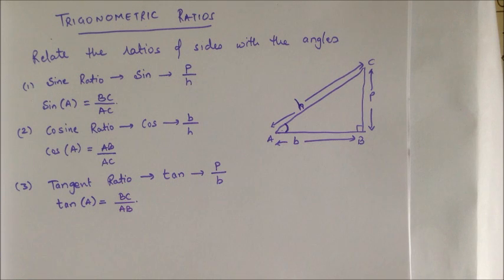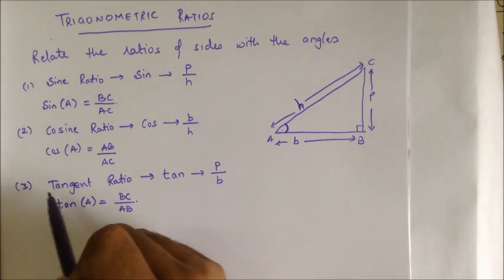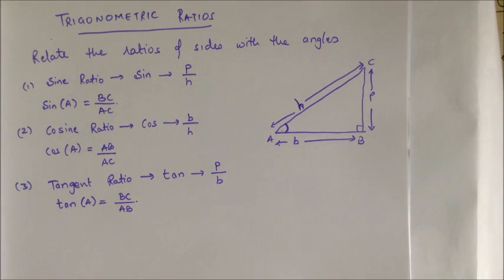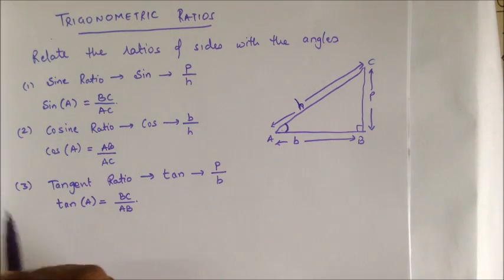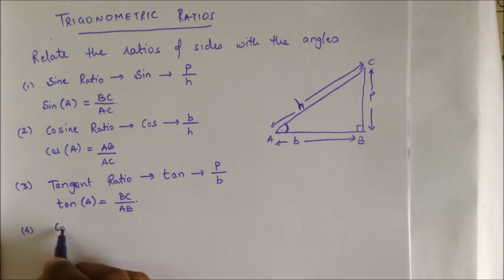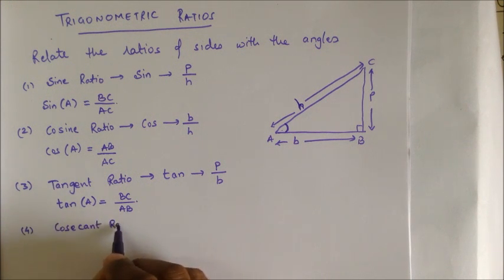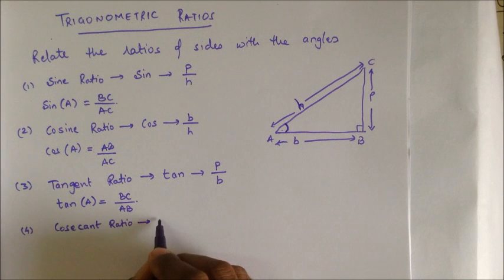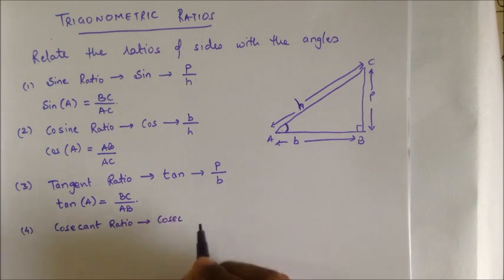Now these three, the sine, the cosine and the tan, are the three basic ratios. The remaining three are reciprocals of them. So one by one we'll start with reciprocaling each one of them. So we'll start with sine. The reciprocal of sine is known as the cosecant ratio. Its short form is cosec.